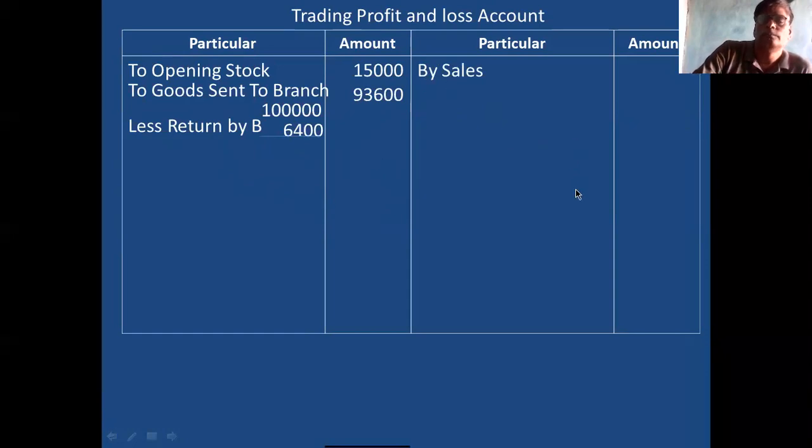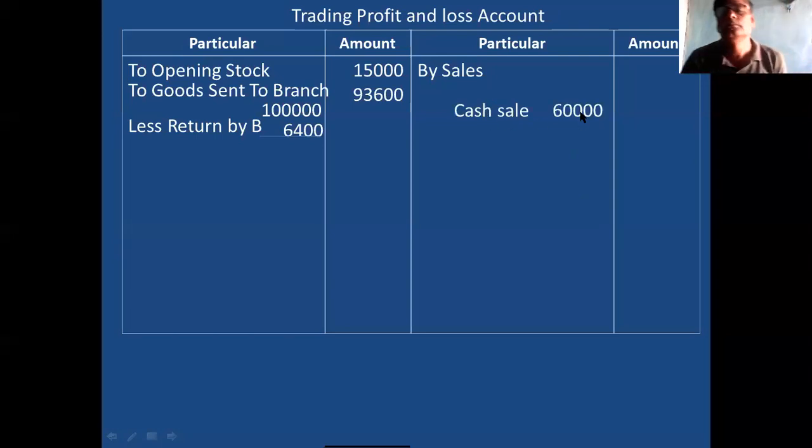First item is sale. Under the sale, first I'll take cash sale. Cash sale is 60,000. Then second requirement is credit sales. Is credit sale there in the problem? No, sir. Then you open the debtors account.